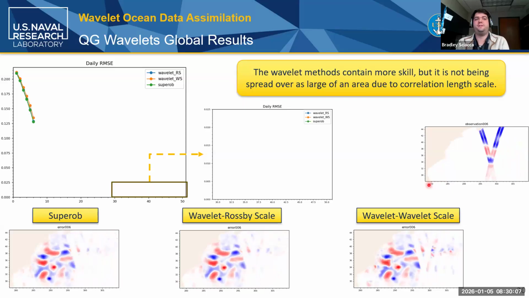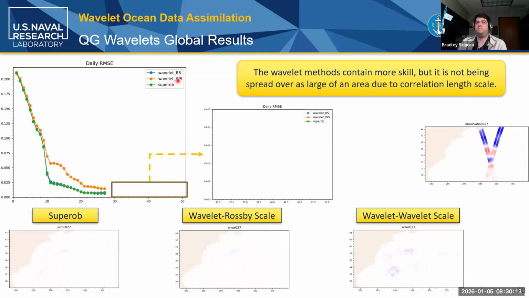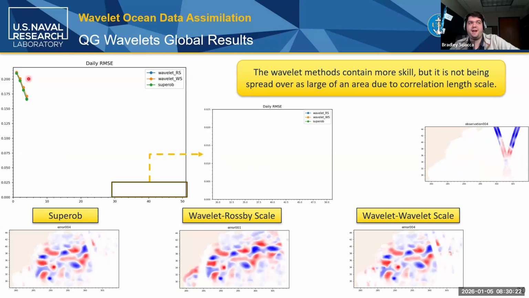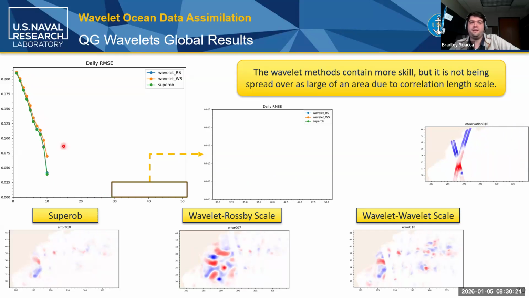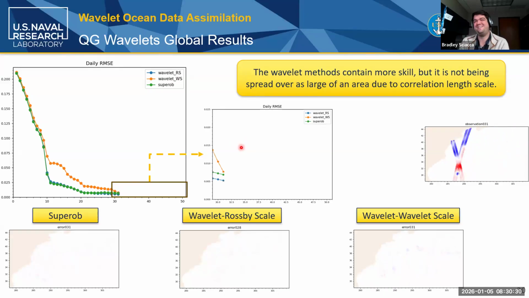So now these are the results here. You can see we have the Rossby scale experiment, a wavelet scale experiment, and a super obs. And the Rossby scale and the super obs are basically on top of each other. But the wavelet scale has higher error until about day 32, when it finally overtakes both of those. And again, this was another disheartening result, and we were wondering what was going on.